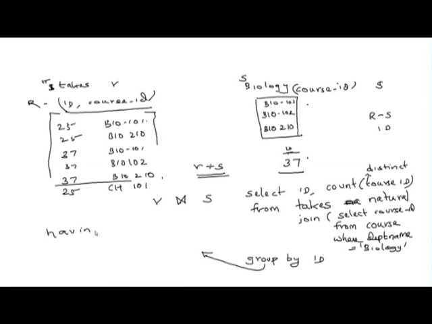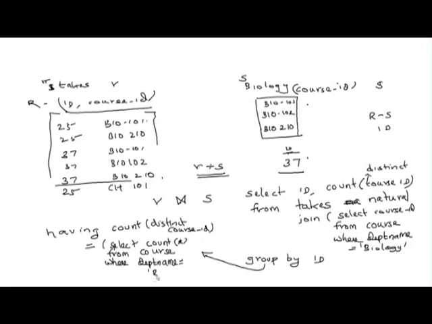Having count distinct course ID, equal, I want to know how many biology courses there are. That's simple. Select count star from course where department name equal to biology.